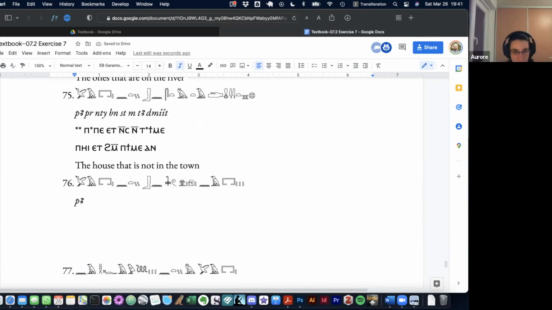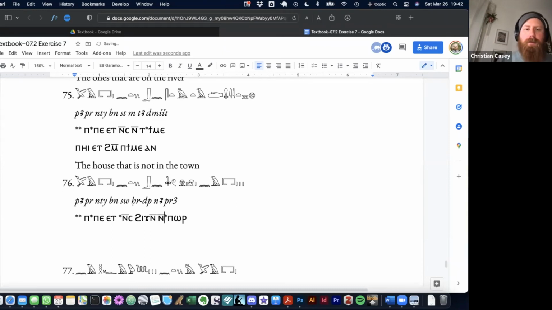So, Paper, Neti, Ben, Su, Hertip, Napper, Viper. That would be Pepe et ens hitem nepo. That was a reconstruction, yeah. Right? Yeah, that's my hypothetical reconstruction. Okay, so everything is marked as reconstructed. Yeah, okay, good.